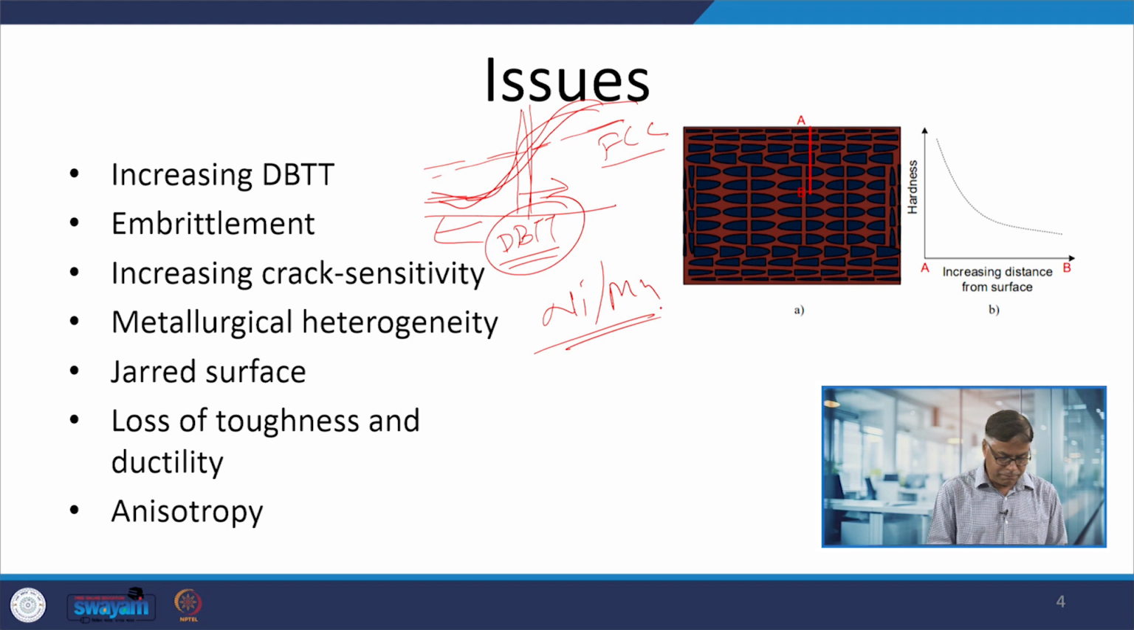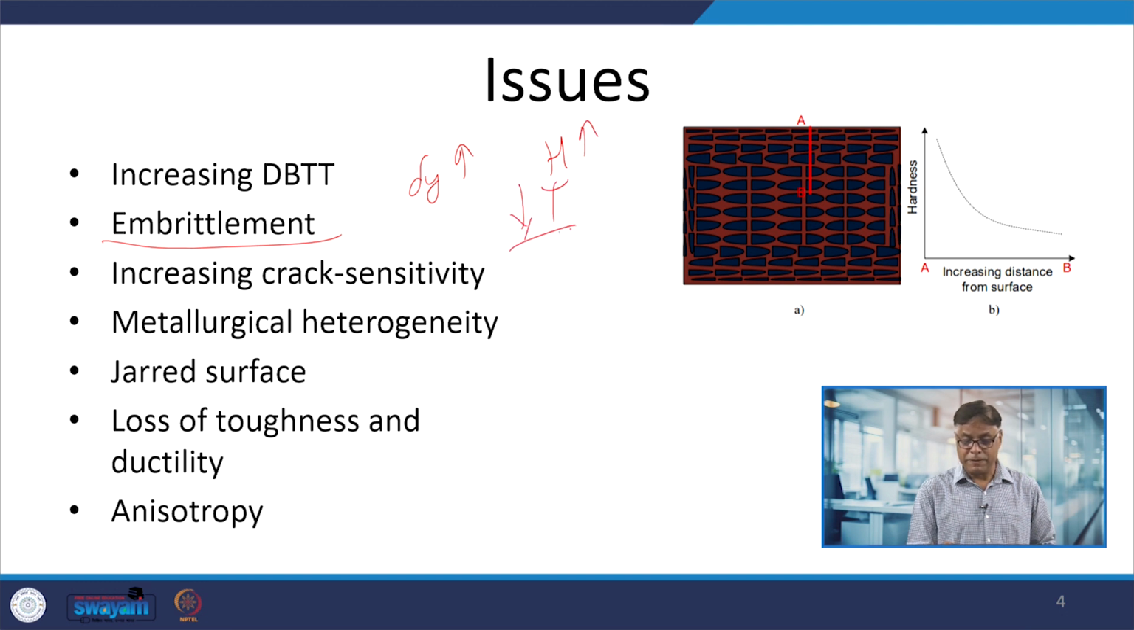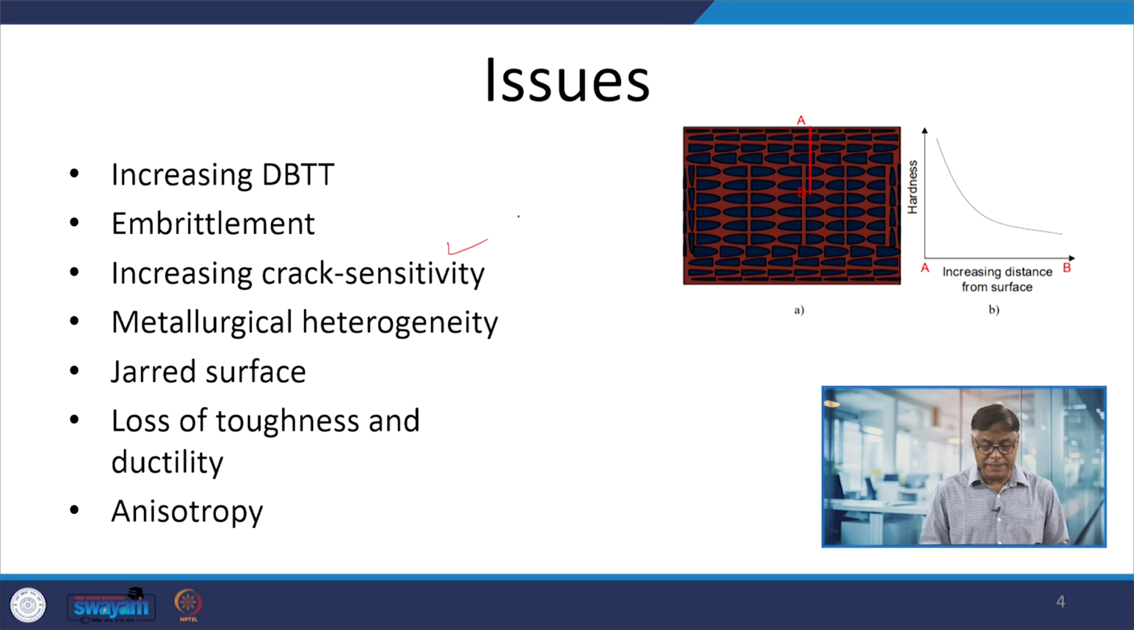brittle transition temperature. Another undesirable effect of the metal forming process is embrittlement, which reflects in the form of increased yield strength coupled with increased hardness, but loss of toughness. So, this makes the material very sensitive to cracks, because if the material is hard, brittle, of low ductility, then it cannot tolerate the notches, cracks and defects if they are there in the material. Okay. So, the notch sensitivity is enhanced.